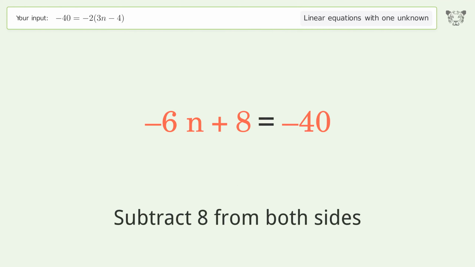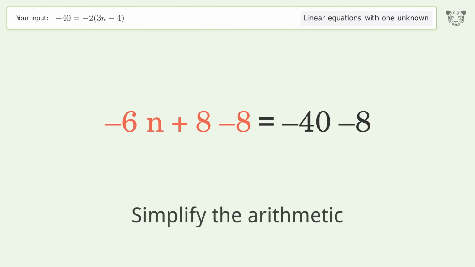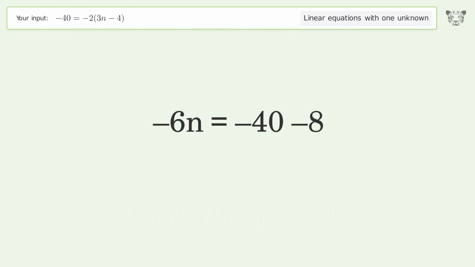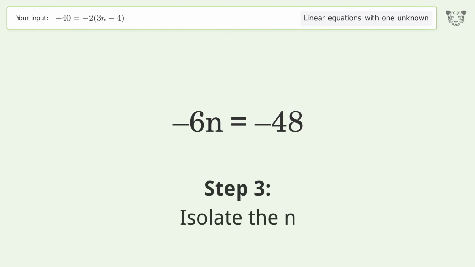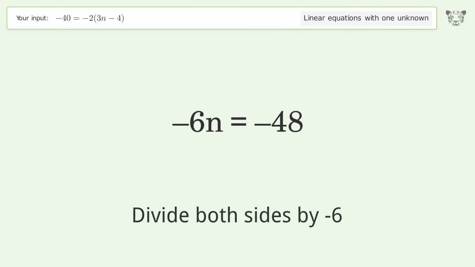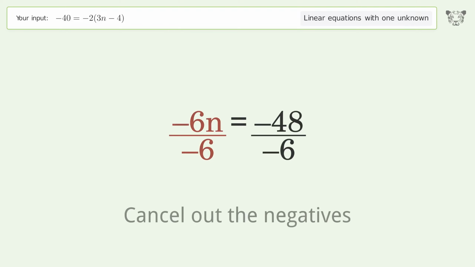Subtract 8 from both sides. Simplify the arithmetic. Isolate the n. Divide both sides by -6. Cancel out the negatives.